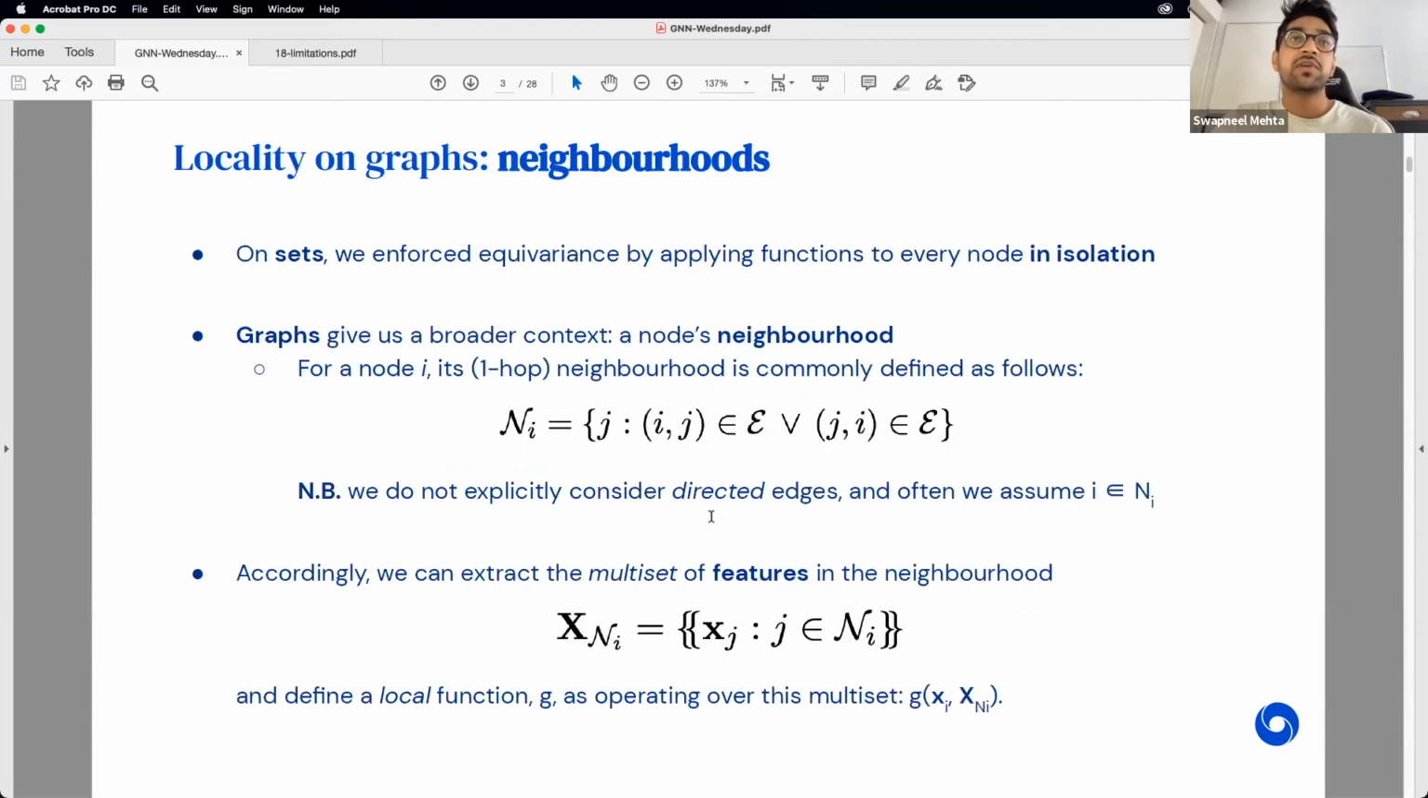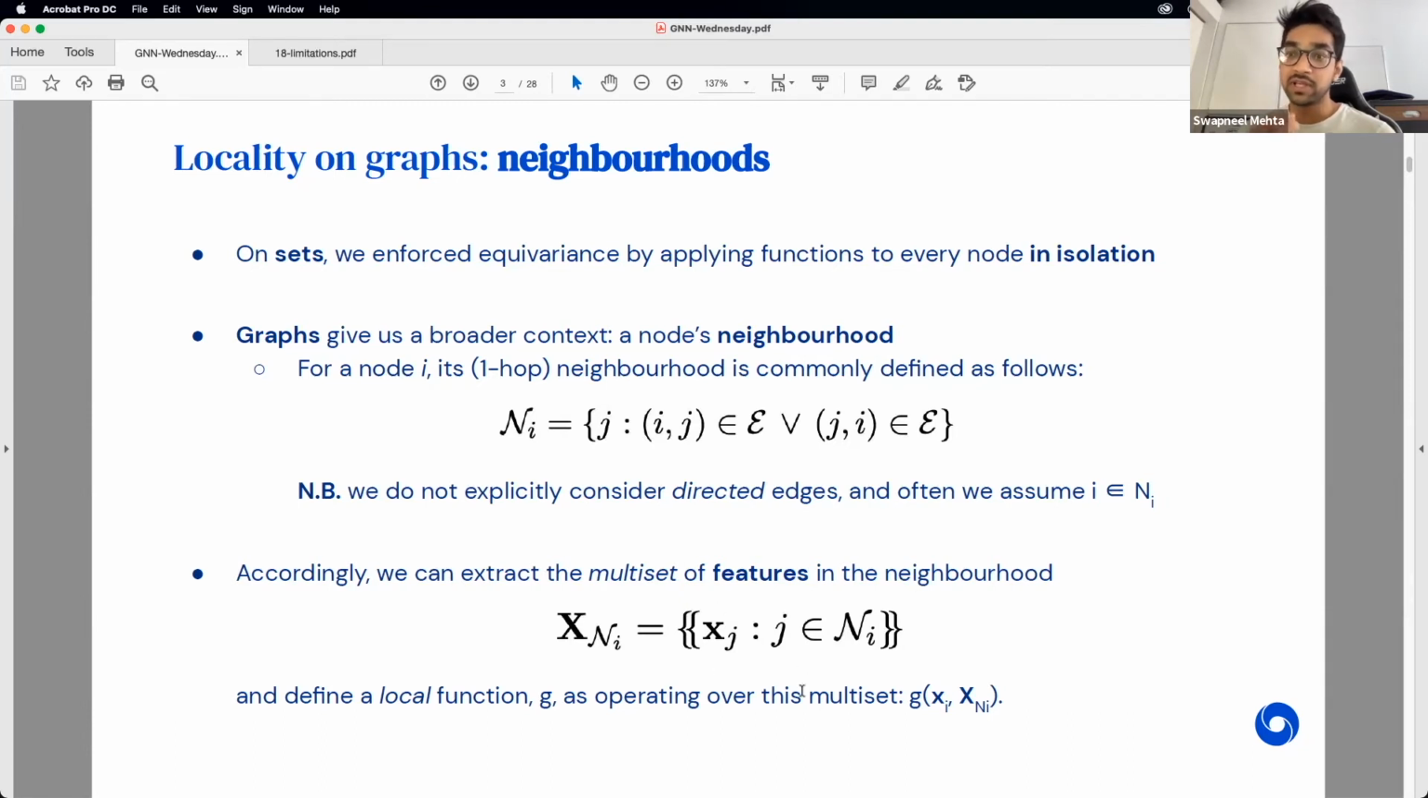A second thing we care about in graphs is the locality, right? So every node has certain edges, and by consequence a certain set of neighbors around it, and all of these neighbors have features. So what he defines as x sub N sub i, x N i, is this set of features for all the nodes belonging to the neighborhood of x.